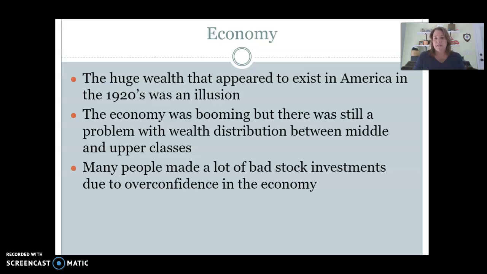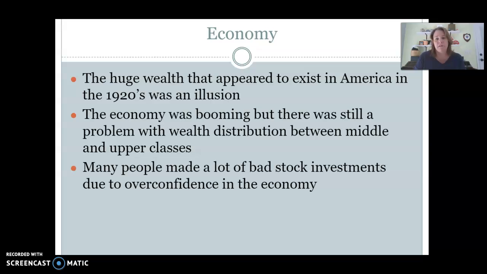So the 1920s appeared to be a time of huge wealth, but that perception was actually an illusion. The economy may have been booming, but there was still a problem with wealth distribution, specifically between the middle and upper classes. So people made a lot of bad stock investments due to overconfidence in the economy.